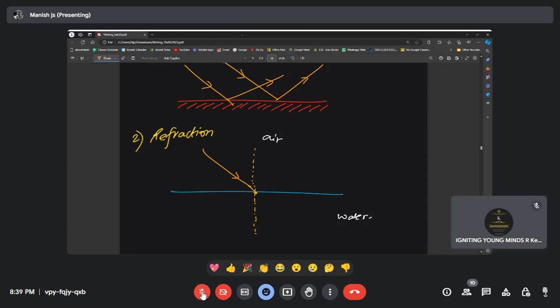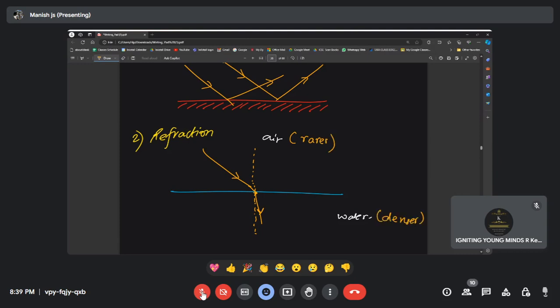Now normal is basically an imaginary line that is perpendicular to the surface of the interface between both the media where the light ray is incident. Okay. So when a light ray is entering from air into water, it would bend towards the normal. Why is it bending towards the normal? Because air is a rarer medium and water is called a denser medium.